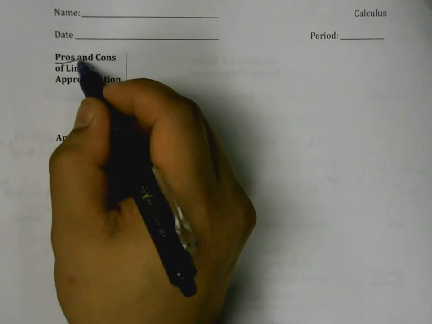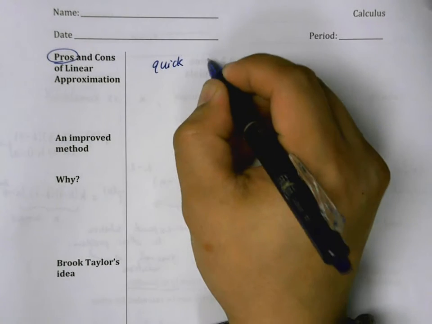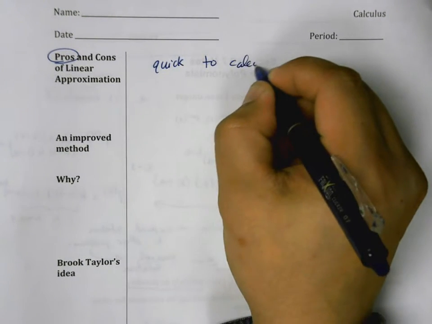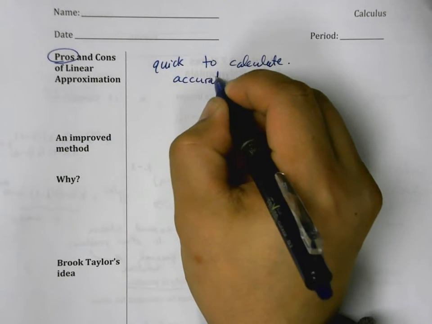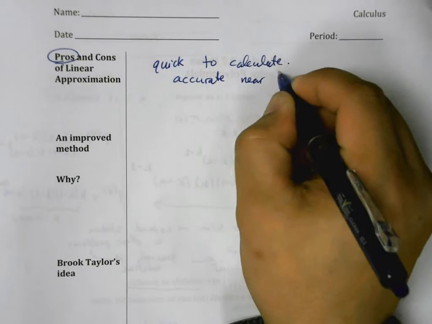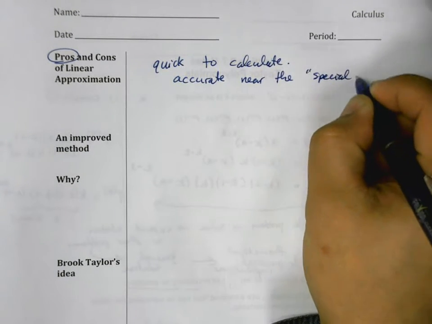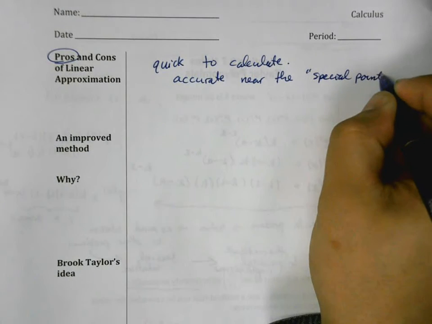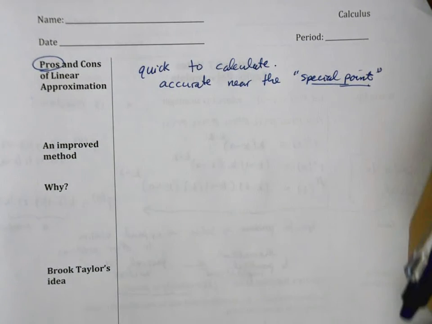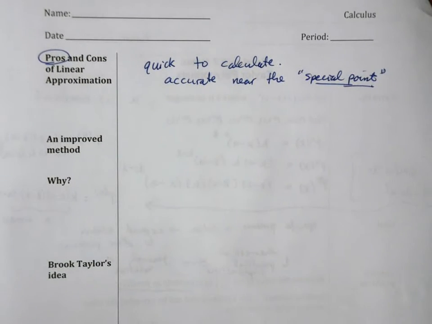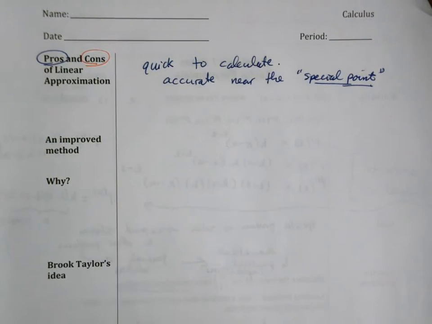Okay, so one of the good things about the linear approximation is that it's quick to calculate, and that it is accurate near the special point. Okay, and if you don't know what I mean when I talk about special point, look at the last video. Okay, but some of the downsides here. Okay, so some of the cons.